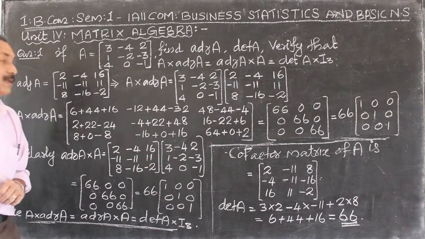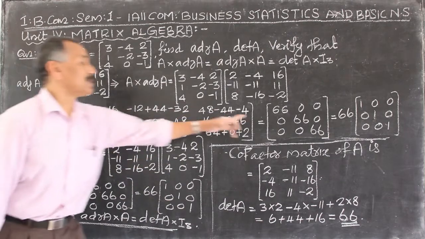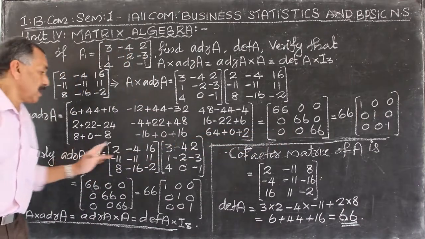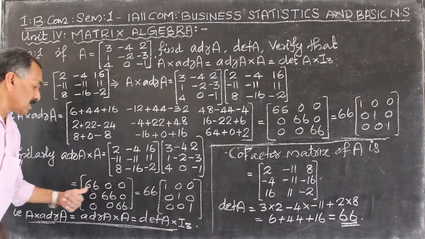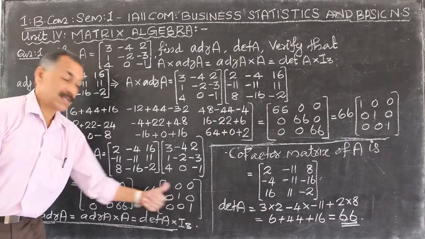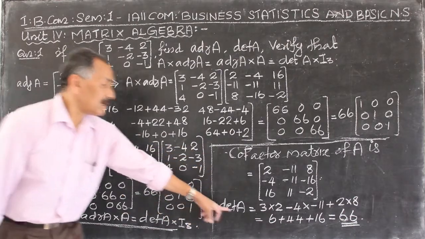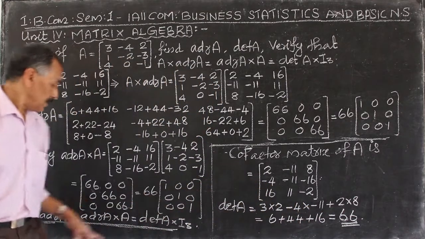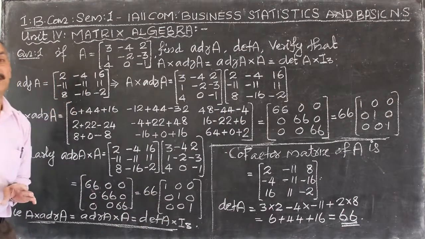So A into adjoint A is equal to adjoint A into A is equal to 66 into this matrix. What is 66? It's the determinant of A. Determinant of A into I3.